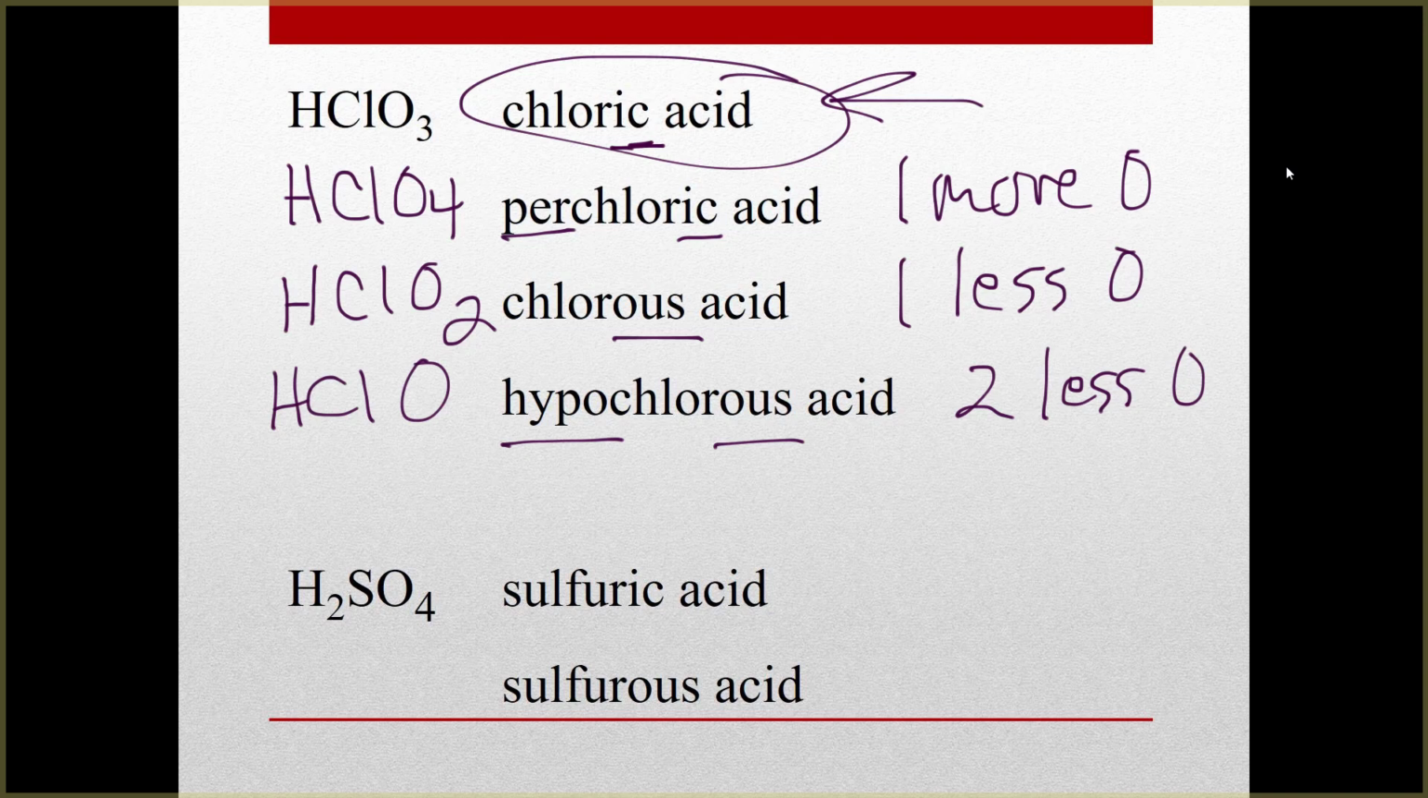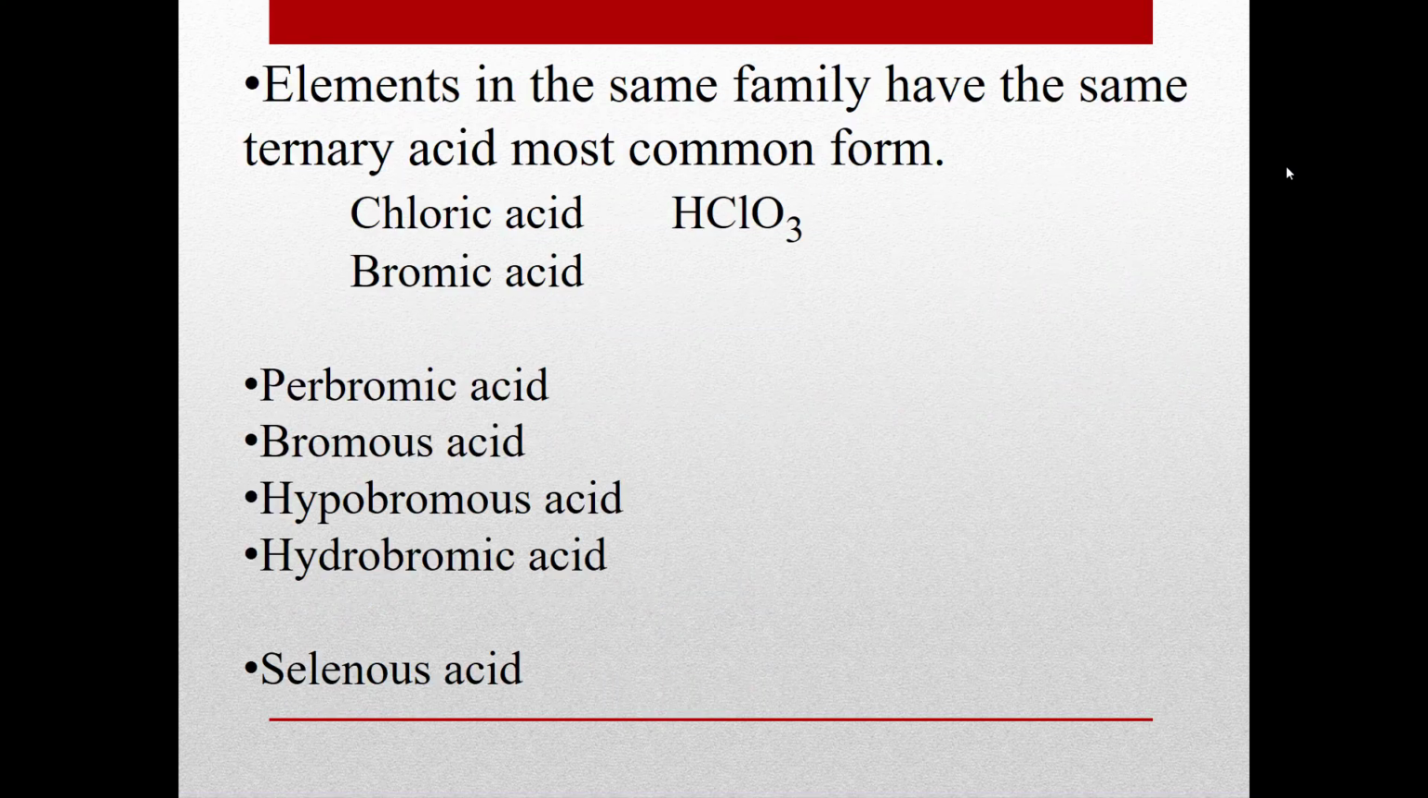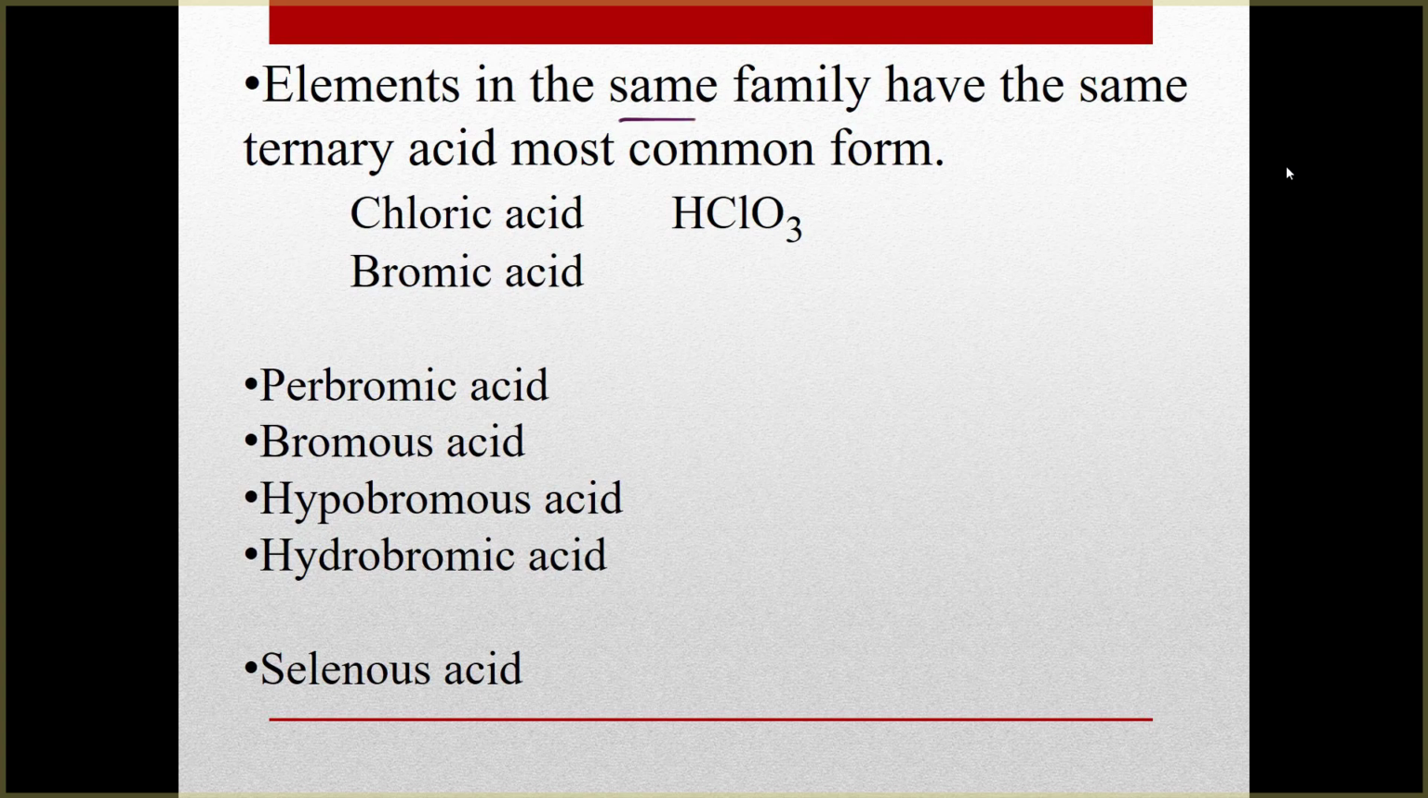Now, not all elements or nonmetals make all the acids in this series. A good example of this is sulfur. So H2SO4 is sulfuric acid. And the only other acid it makes in the series is sulfurous acid. What's the formula for sulfurous acid? Well, sulfurous means 1 less oxygen. So H2SO3 is sulfurous.